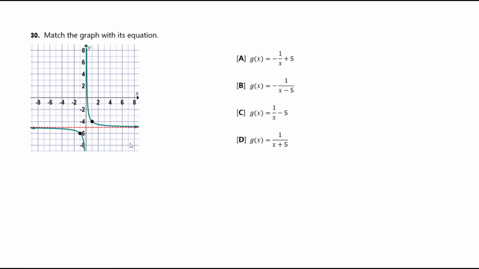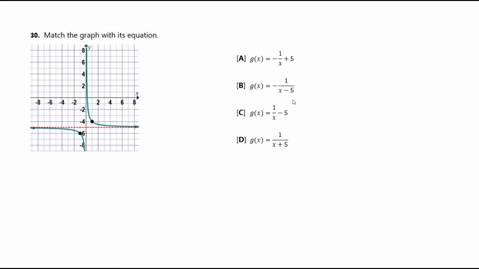All right, looking at number 30. So for number 30, we need to match the graph with the equation. So we're going to need to look at the horizontal asymptote. So notice that the horizontal asymptote is at negative 5. That tells me that the function is shifted down by 5. Therefore, I know that I'm going to be subtracting 5 from the function. The only one that has minus 5 on the outside is C.